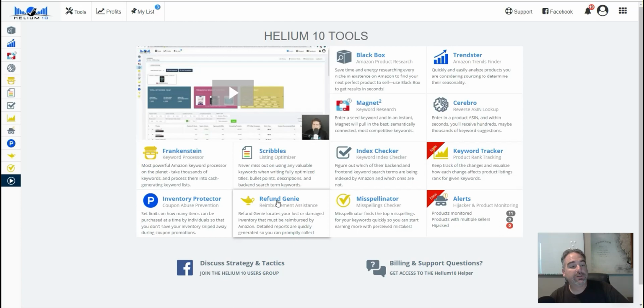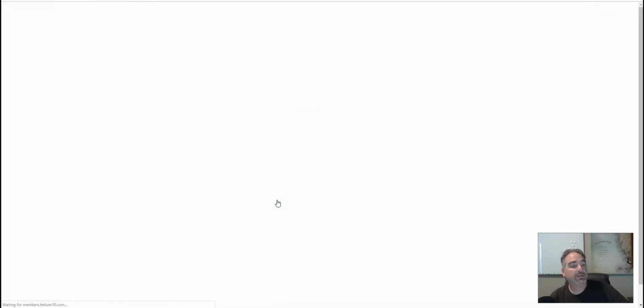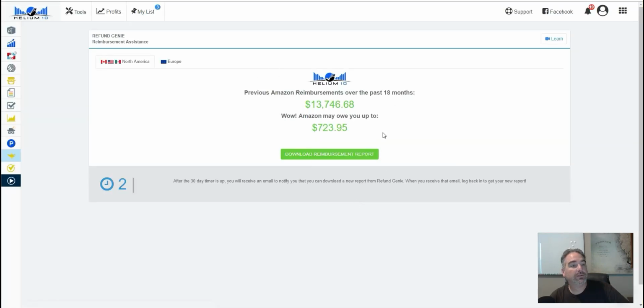So what the Refund Genie does is you just click on it and it will calculate your refunds. It'll go through and do all that for you, and then you can just download this report and submit that report to Amazon. So they make it super easy. Believe me, this saves you tons of time and probably finds things that you would miss otherwise if you didn't know what you were looking for.